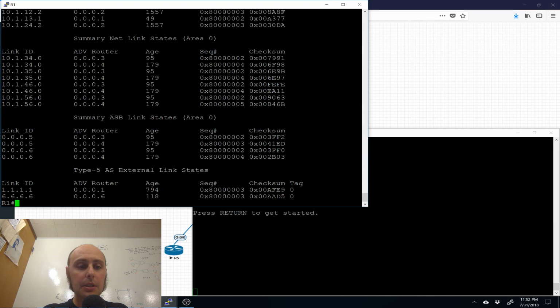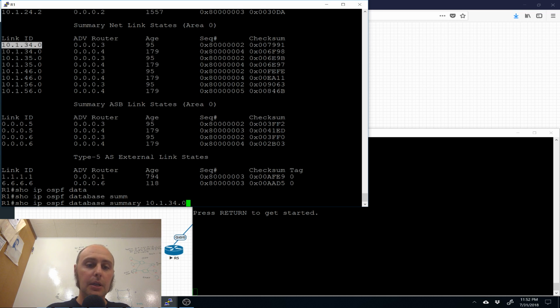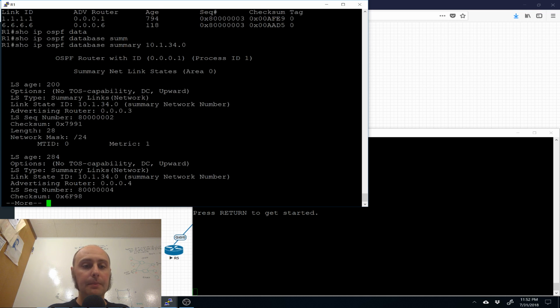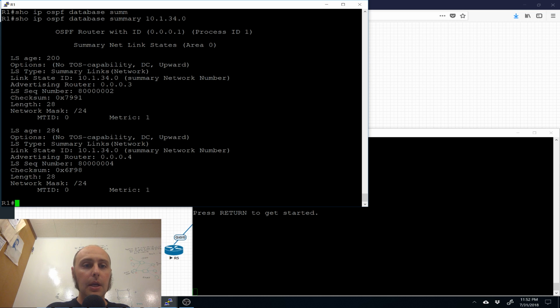Let's take a look at the database for a couple of these entries. So show IP OSPF database, and these are summaries. So we'll paste in the link ID there. And because there were 2 entries for the 34 network, one of them came from router 3, one of them came from router 4. They're both indicated here.